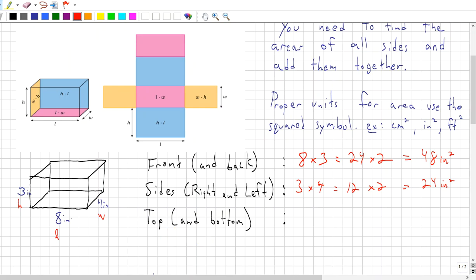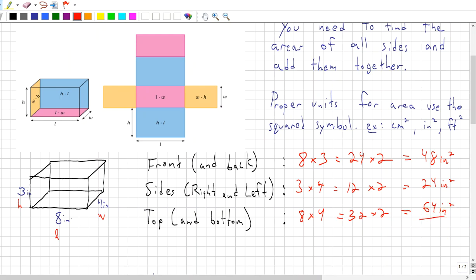And then the top and the bottom. So the top and the bottom are like these pink parts here, up here, the top and the bottom. And they are the 8 times the 4, because that's that bottom rectangular piece. We have 8 times the 4, and that, of course, is 32. Again, we multiply by 2 because we have the top and the bottom. If I just included 32, that would just be the top or just the bottom. So I multiply that by 2, I get 64 inches squared.